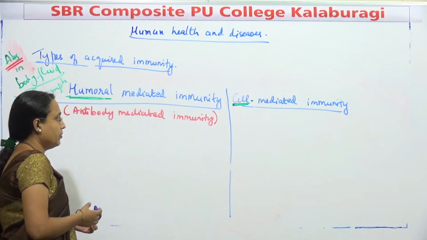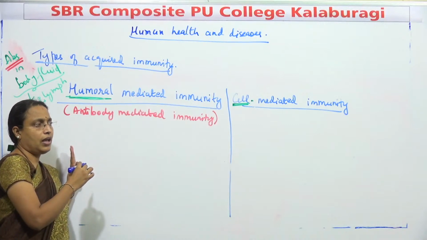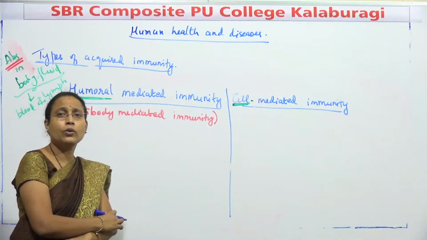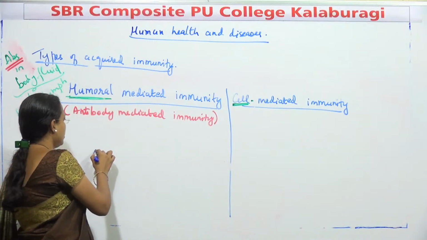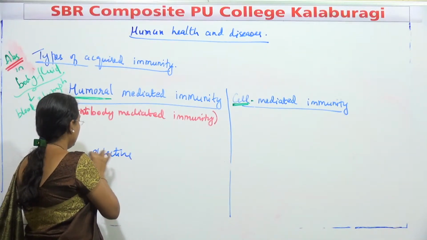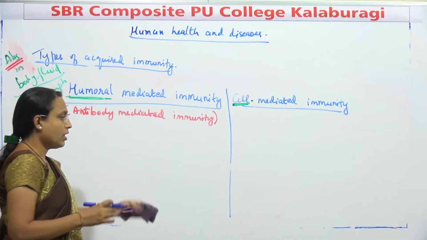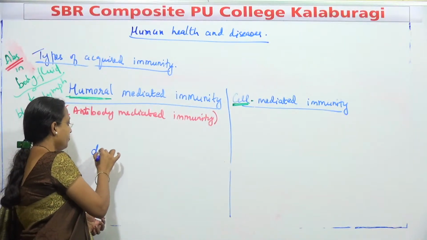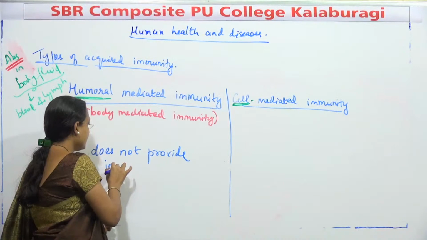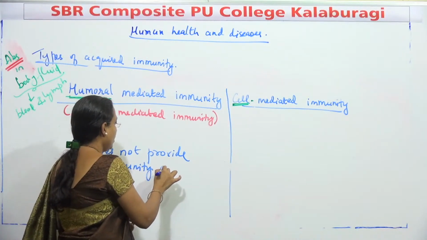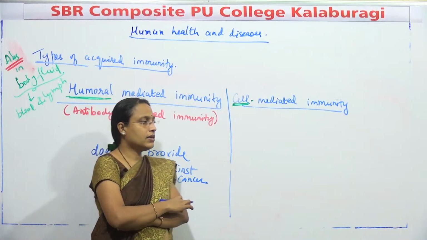The next one: humoral immunity is not good for having an anti-cancer effect. It cannot usually act on cancers. It is not effective, or it does not provide immunity against cancer. What is cancer?